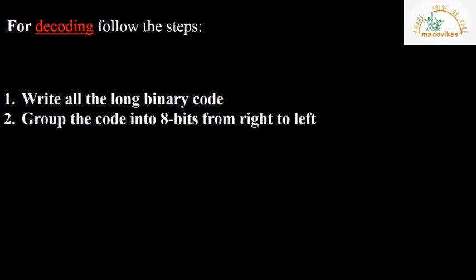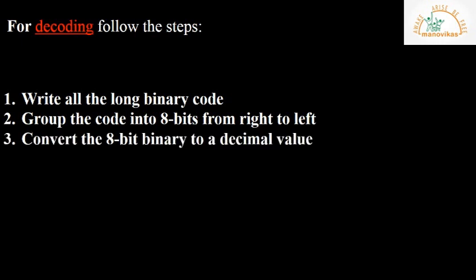Next is decoding. Here you are going to learn how to get back your original text from the encoded form. There are certain steps to be followed. Step number 1, write the entire binary code which is given to you. It will be a long code. Write it as it is. Step number 2, group this code into 8-bit binary form. So you are going to break it into 8 bits, preferably from right to left.